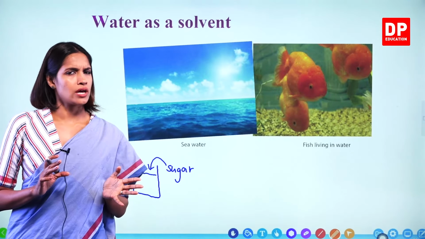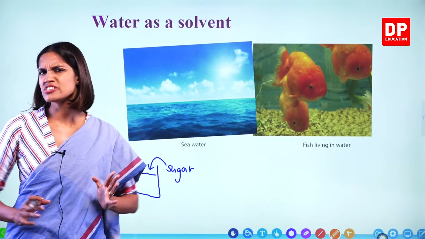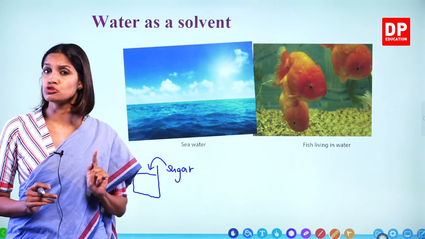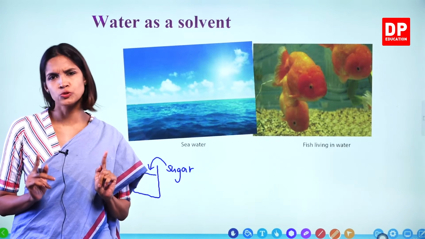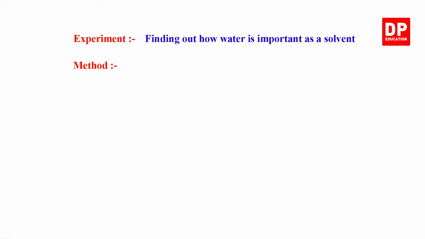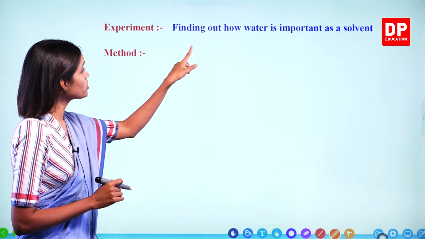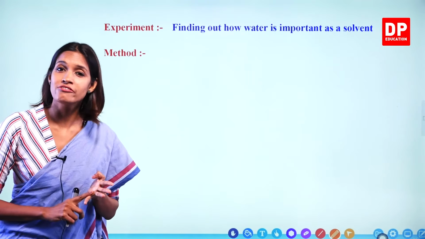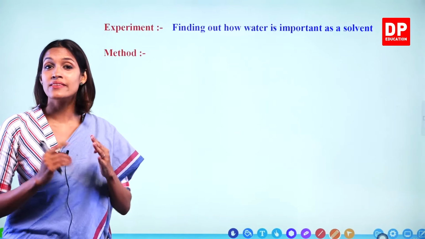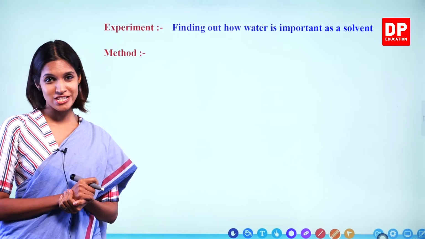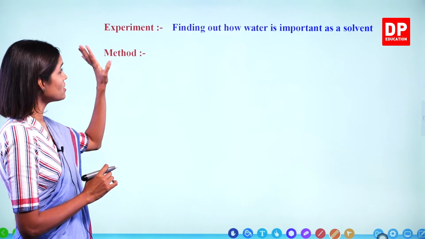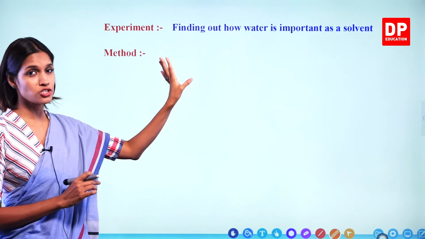But at the same time, can water dissolve just any substance in it? We have a small experiment to do to study this. We will do that now. Right, children. So what is the experiment? Finding out how water is important as a solvent. Now we know what a solvent is. A solvent is a substance that can dissolve other substances in it. Understand? So we are going to find whether water is a good solvent or not.